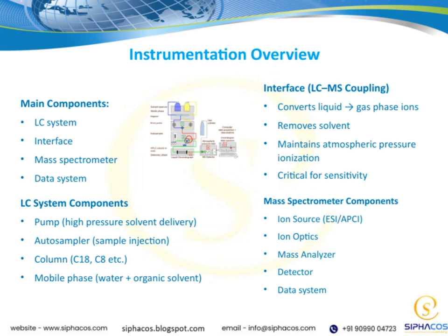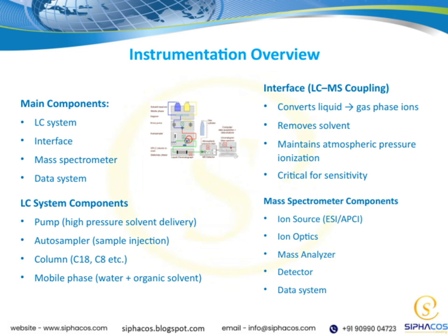Its main role is to convert the liquid sample coming from the chromatography system into gas phase ions that the mass spectrometer can analyze. This process involves removing the solvent, which is essential because excess solvent can interfere with the detection and reduce sensitivity. At the same time, the interface helps maintain atmospheric pressure ionization, allowing the ions to be efficiently transferred into the mass spectrometer. This step is critical for achieving high sensitivity and accurate results.